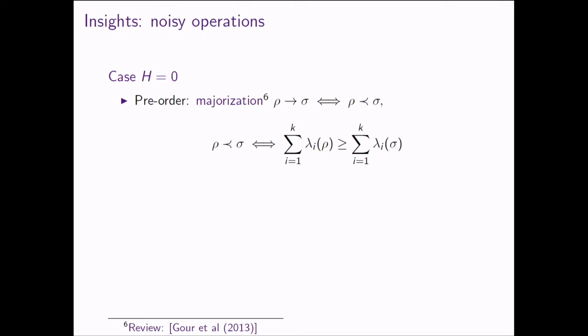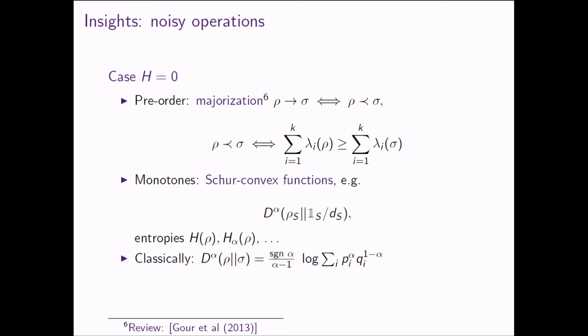Okay? And so first, just the formula here, and then we'll see how to visualize it. So this just means that if you order the eigenvalues of the states, then starting from the biggest eigenvalue, the sum for one state is always bigger than the sum for the other. So this is for all k. What this means here essentially is that rho is more pure than sigma. And we'll look into this in a moment. There's a very nice review of this framework by Gour, Nicole and Rob Spekkens and some other people.